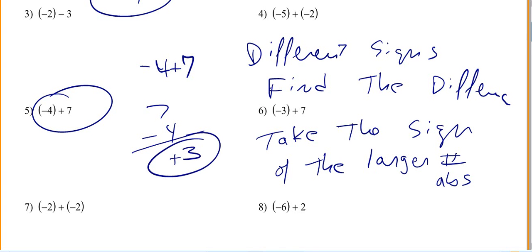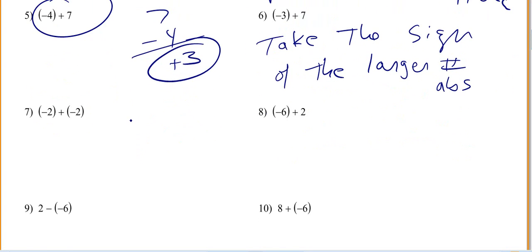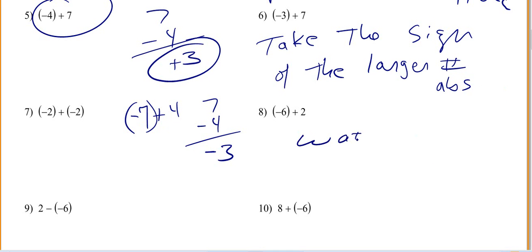Let's just look at this. What if it was a negative 7 plus 4? Well, it's still going to take 7 minus 4, which is 3. But now since the 7's bigger than the 4, right? And the 7's negative, now that would be a negative 3. So this is where it's tricky. You just got to make sure that you watch the signs.